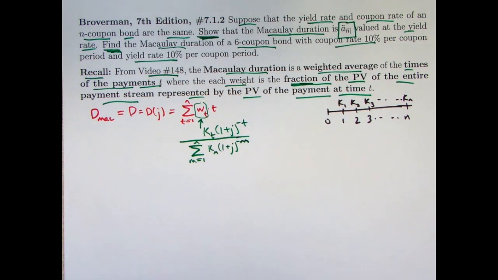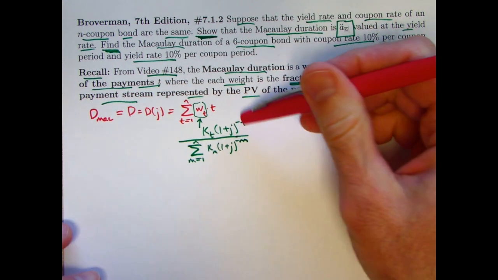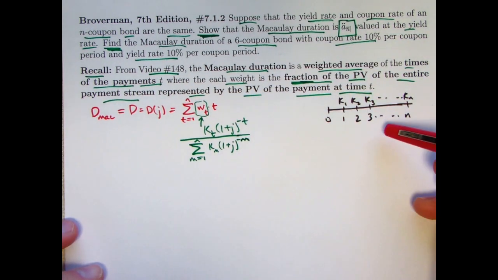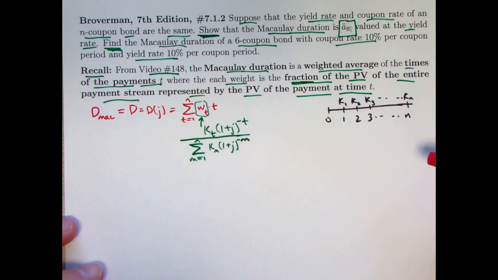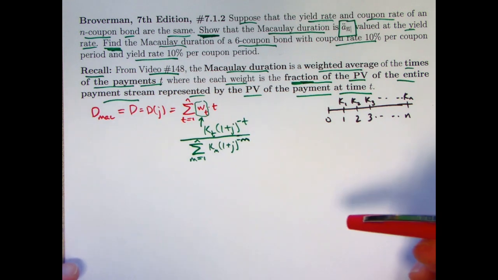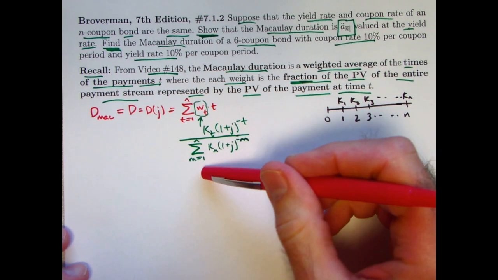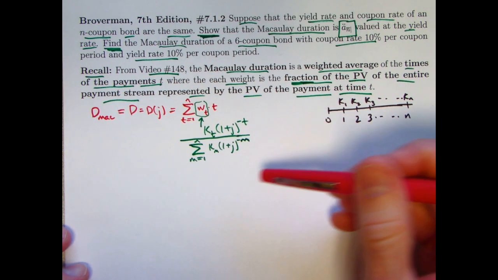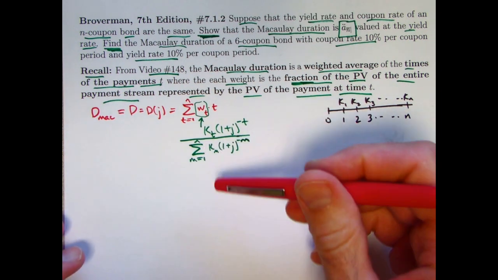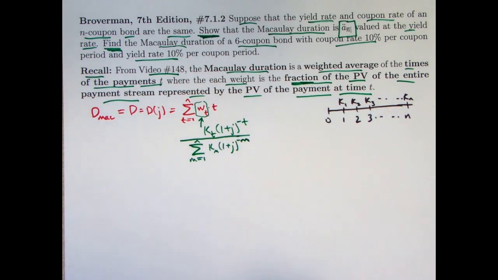Okay? So t, when you think about this here, is a specific time, 1 through n, a specific integer, and down here, m is the variable for the summation. It's the index of summation. It's varying from 1 to n.